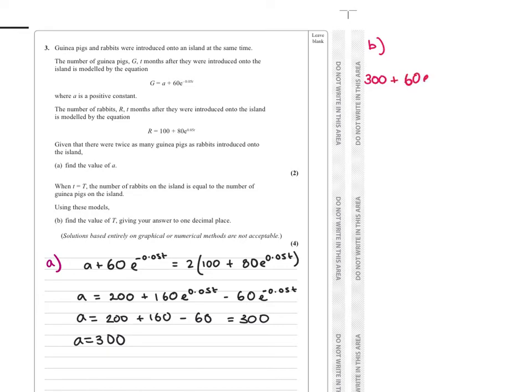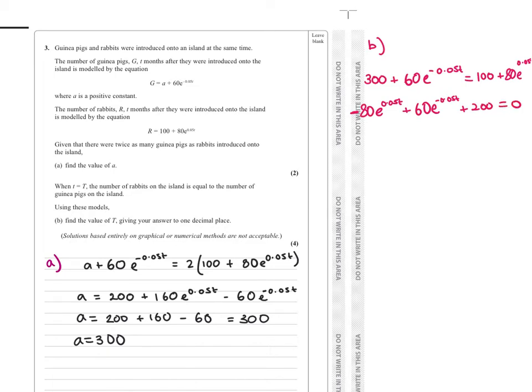So we know our A is 300, so we're going to have 300 plus 60e to the minus 0.05t equals 100 plus 80e to the positive 0.05t. So if I move everything to the left hand side, I'm going to have negative 80e to the 0.05t plus 60e to the minus 0.05t plus 200 equals 0.